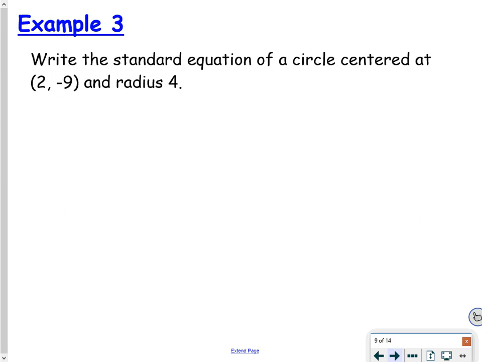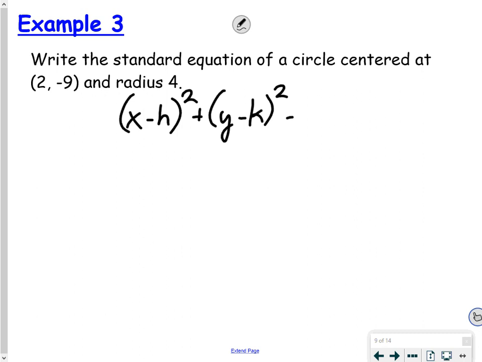What if we don't have the equation? What if we've just got some information here? We've got the center and the radius, so we can just plug in what we know. Here's the standard equation for a circle. If we take a look at the information given, the radius is 4, and the point that we're centered at is (h, k). So we can just plug this in now.